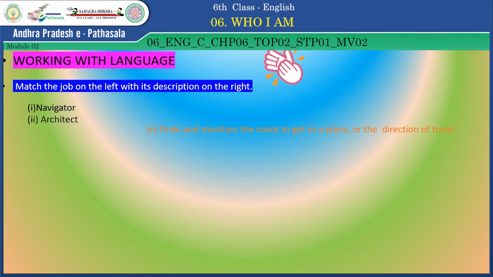Second one, architect. Correct matching of the description is E. Plans the design of a building, town or city. Very good, children.